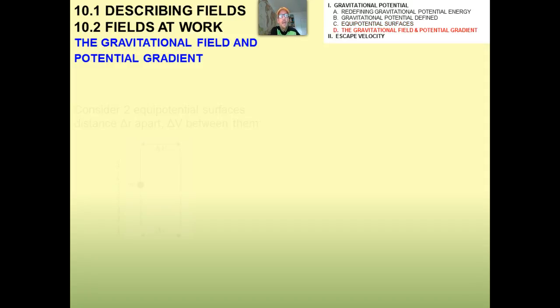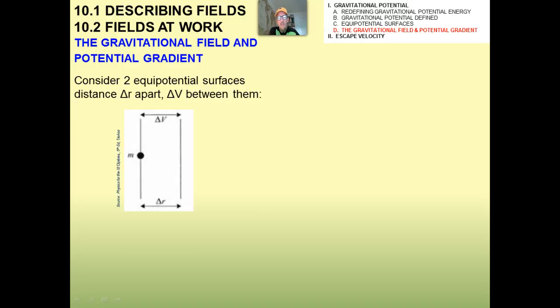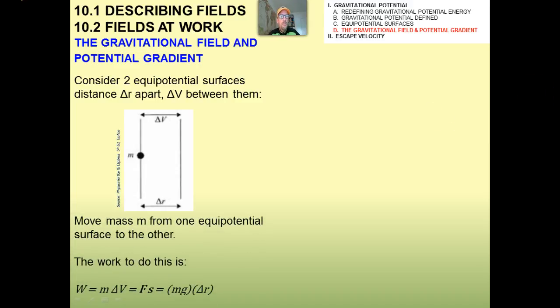Okay. All right. This potential gradient. Okay. I've talked about what makes a topo map, what makes a surface steep or when it's cliffy in the mountains. It's when the two topo lines are closer together. Okay. If I consider two equipotential surfaces a distance delta r apart with a change in potential between them of delta V, and if I move mass m from one equipotential to the other, the work to do this is m delta V. Well, that's also force through a distance, and that's mg times delta r.